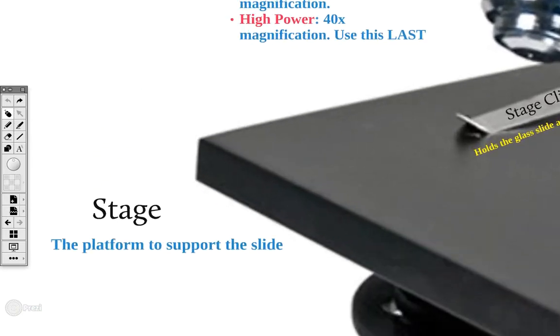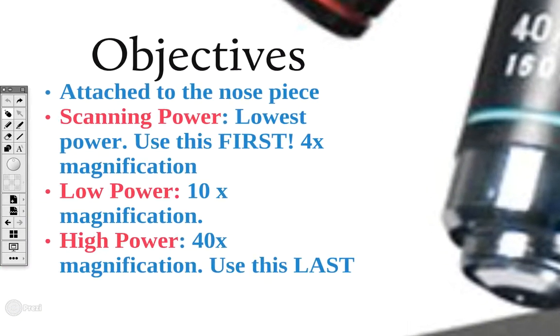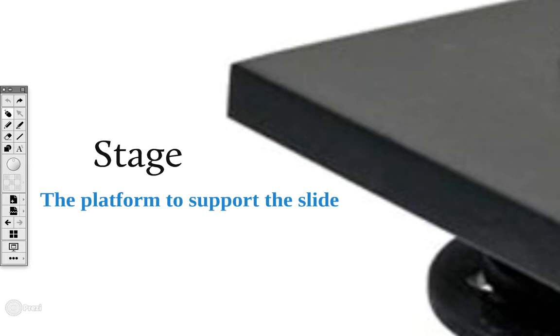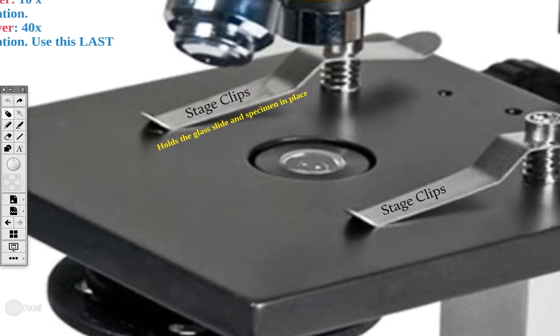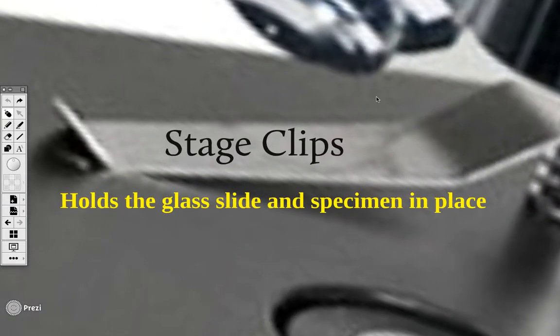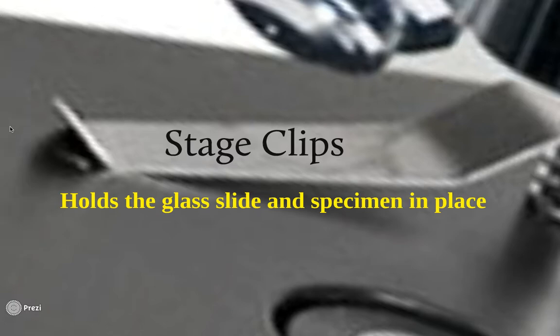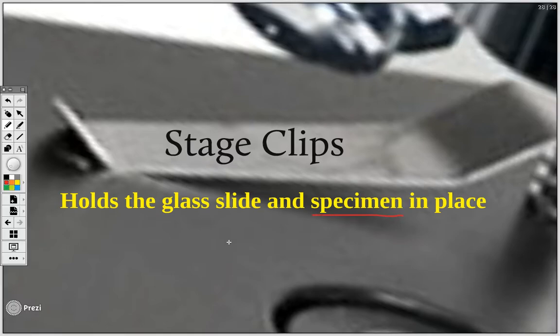All right, so our next thing is called the stage. The stage is the platform that supports our slide, which is just this big table-looking thing right here in the middle of this microscope. On the stage, there are 2 little clips that we call stage clips. These stage clips hold the glass and the specimen in place. And when I'm talking about a specimen, what I'm talking about is the object that you're looking at underneath the microscope. That's all we're saying whenever we're talking about a specimen.